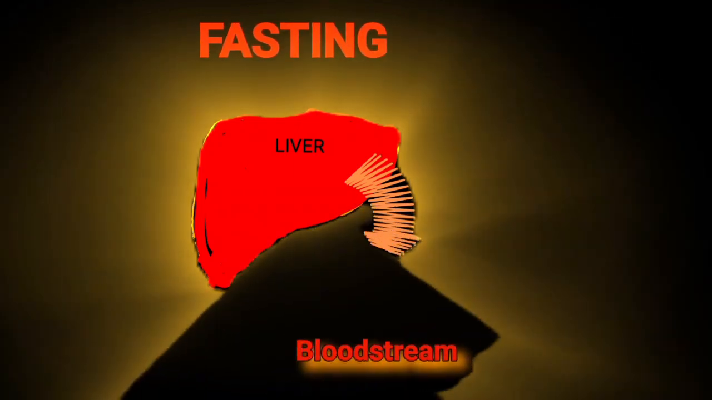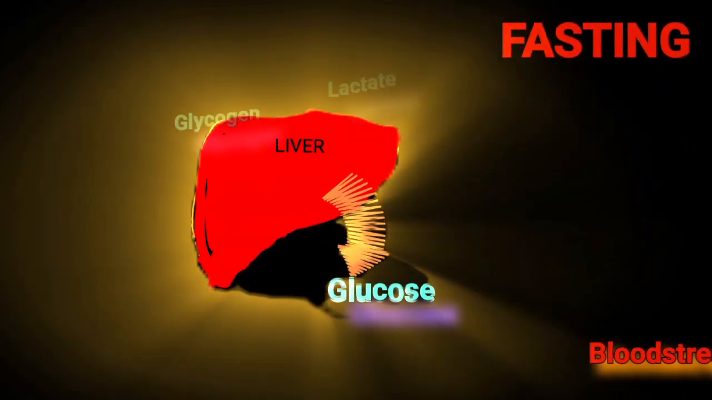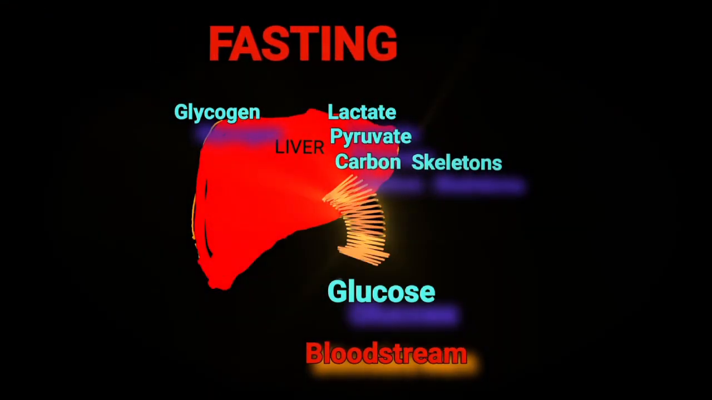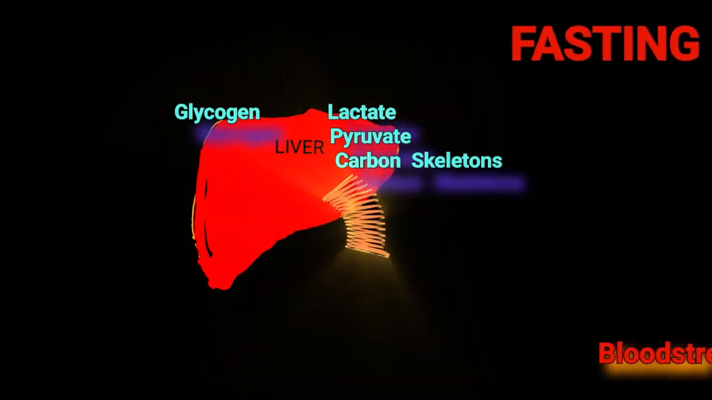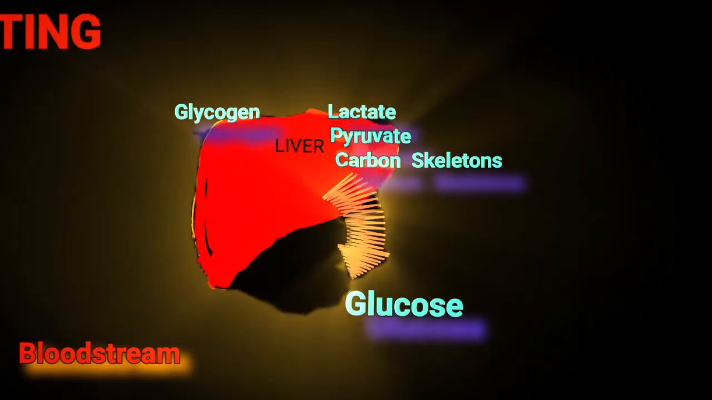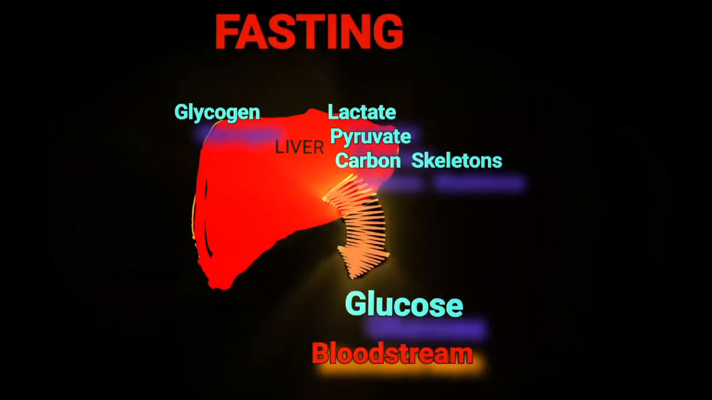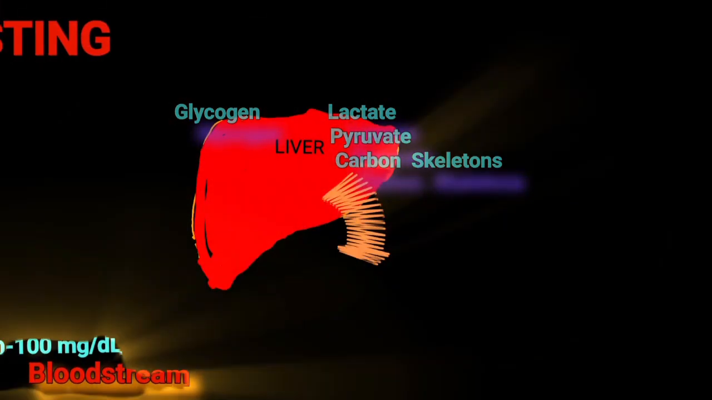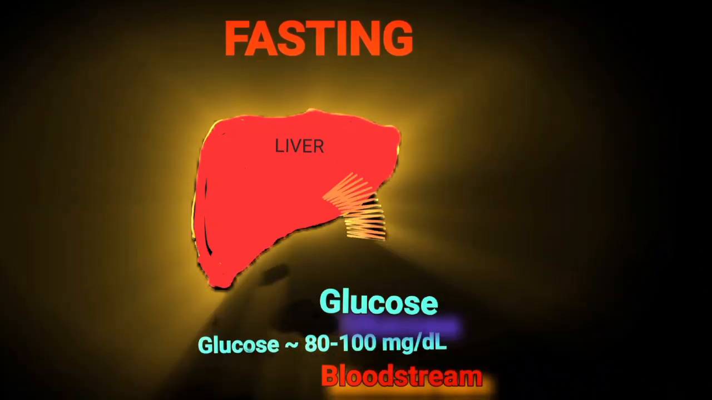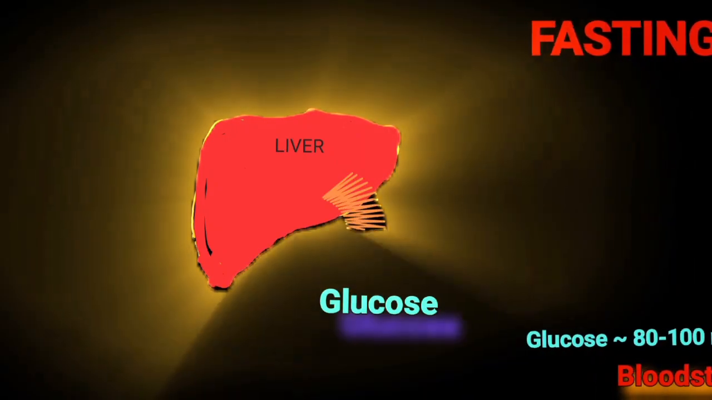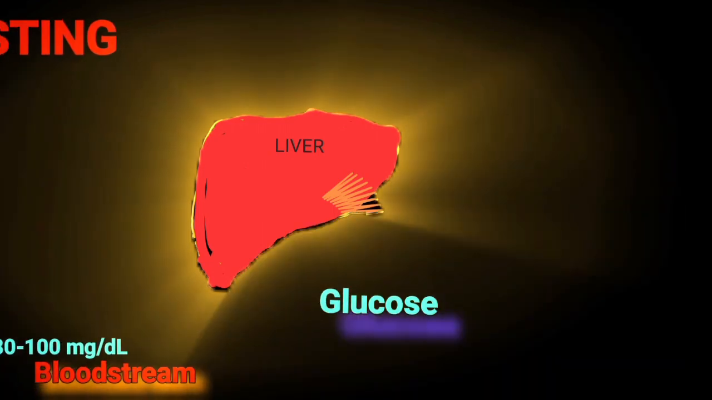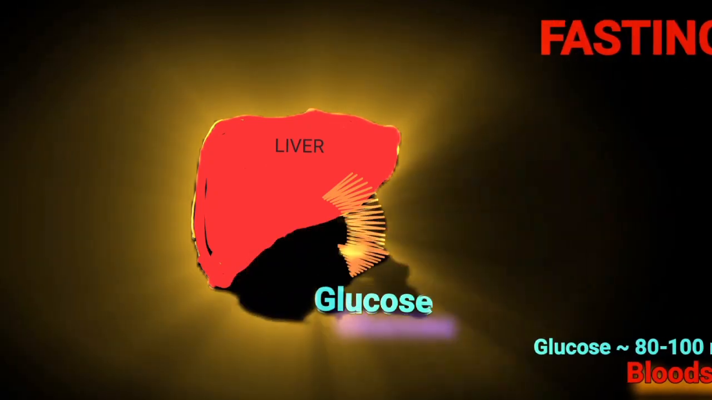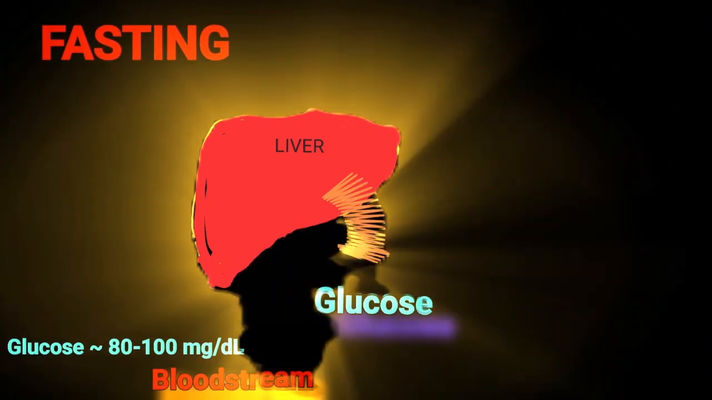The first one involves the breakdown of stored glycogen to release glucose into the bloodstream, and the second one is to synthesize glucose from smaller molecules derived from specific carbon skeletons of amino acids. In both of these processes, the liver is able to resupply the plasma with glucose and maintain glucose levels during fasting between 80 to 100 milligrams per deciliter.